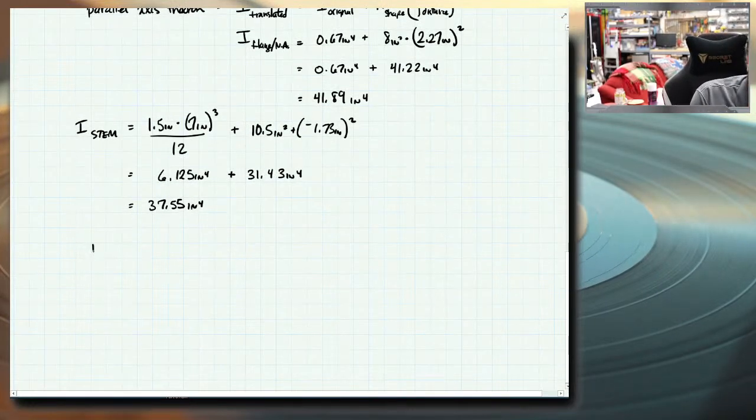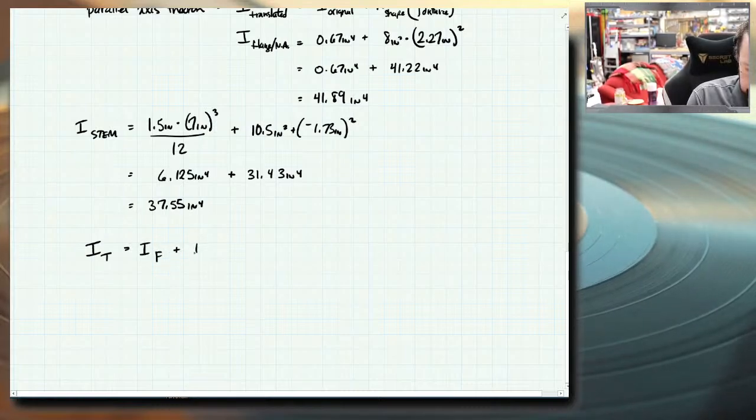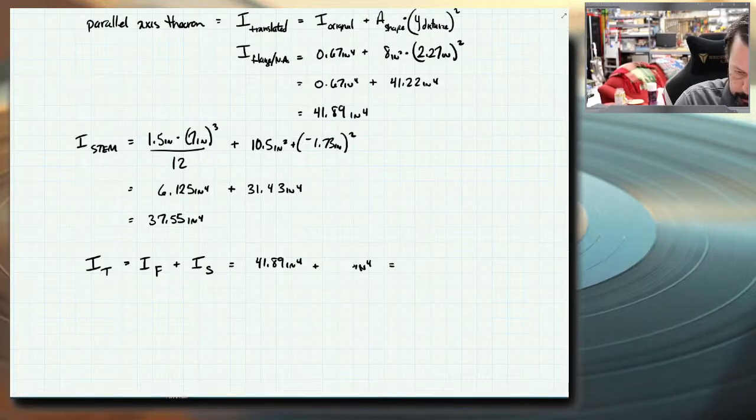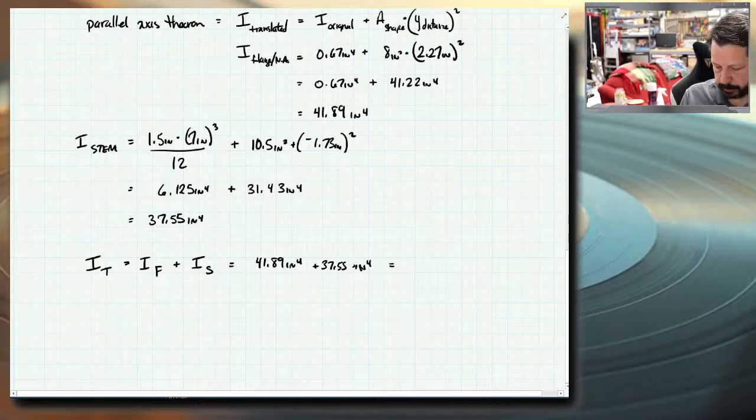And then the moment of inertia for the T is equal to the moment of inertia of the flange plus the moment of inertia of the stem equals 41.89 inches to the fourth plus 31.43 inches to the fourth, assuming I've done those correctly. I didn't check them, but they seem all right. And that equals, oh wait, that's a 37. I wrote the wrong number there. 37.55. So that number plus 41.89, 79.44 inches to the fourth.